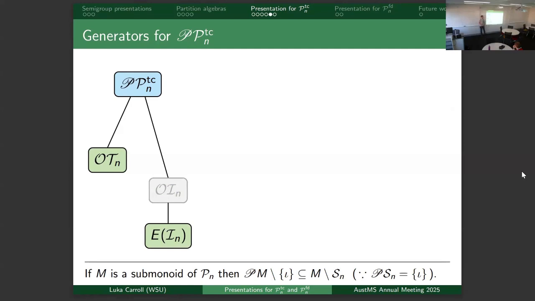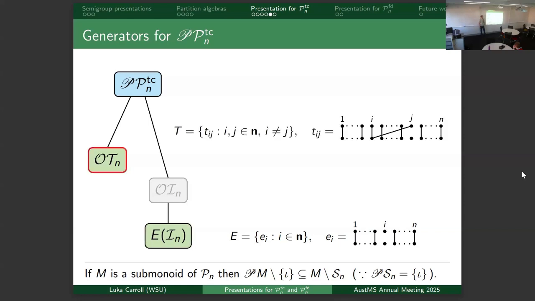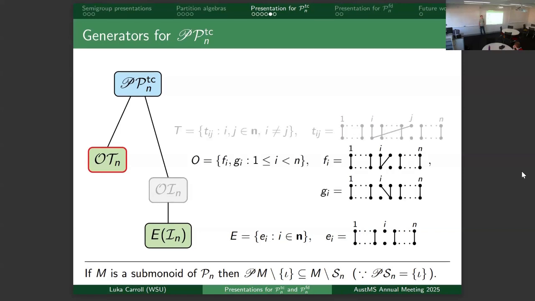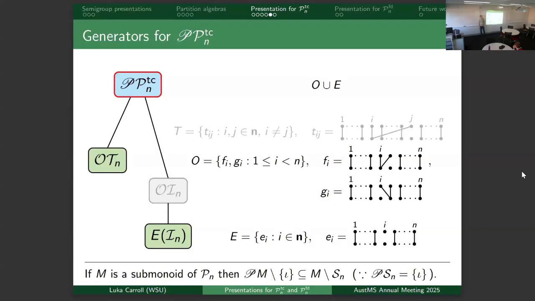Just the planar part of any monoid is a subset of the singular part. So in this instance, it made no difference because all the idempotents of In are already planar. But for the order-preserving transformations, we were able to use the planar subset of the generators for the singular transformations. So they just look like this set here, O. And so the set of generators for the planar part of PNTC are these O and E generators.